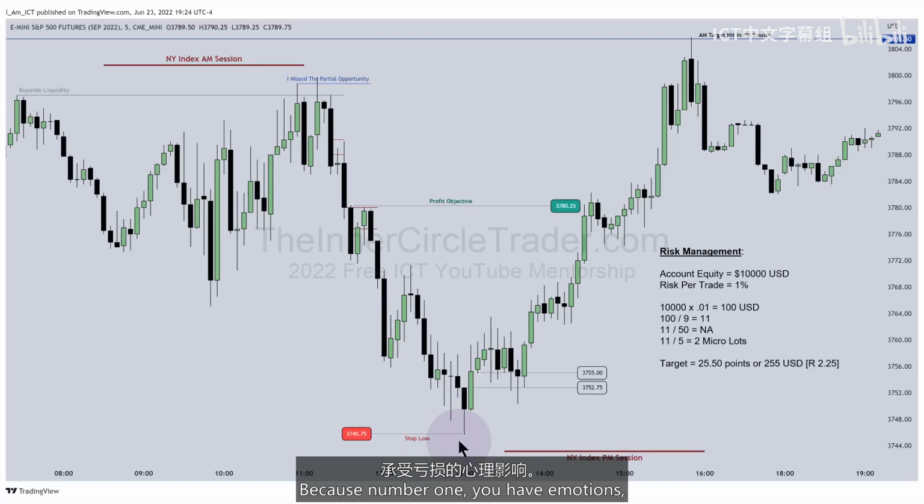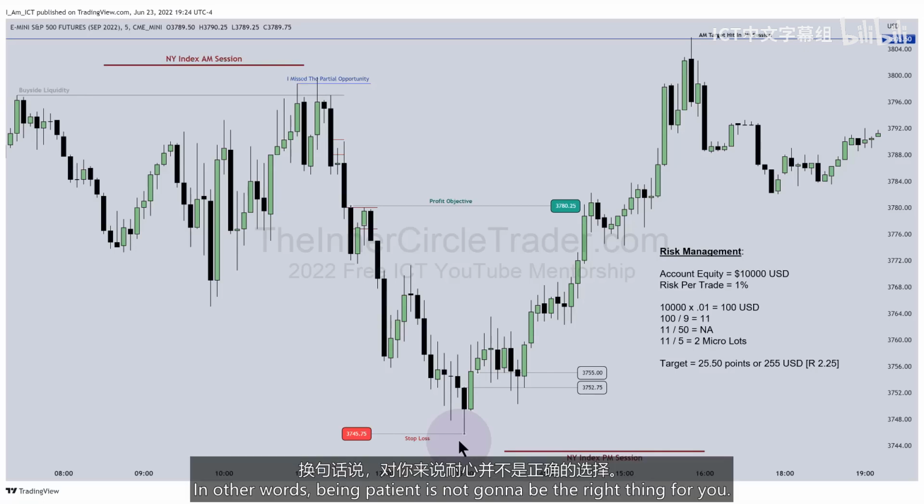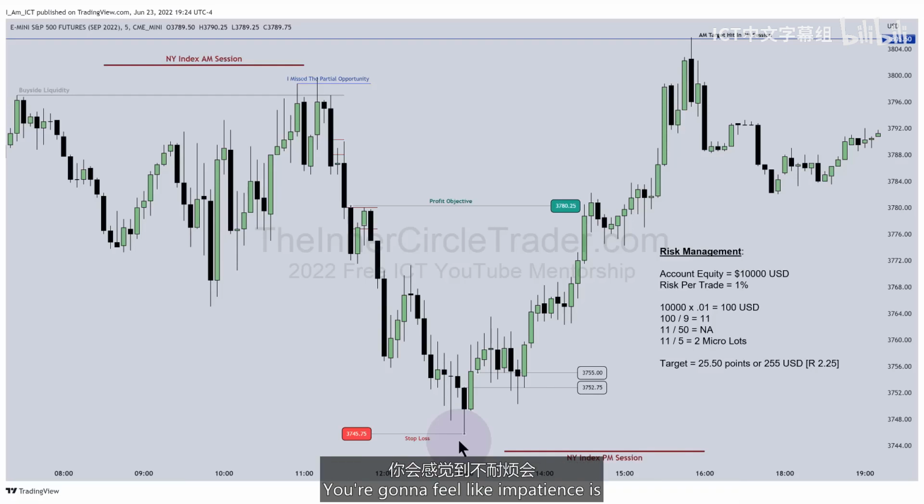Why? Because number one, you have emotions, the psychological impact of taking a loss. You're most likely going to want revenge, and you're probably going to want to use more leverage than you should. And you're probably going to want to get it back faster than you should. In other words, being patient is not going to be the right thing for you. You're going to feel like impatience is eating at you. So therefore, you're going to have to hurry up and get right back in there and try to get your money back. And that is a loser's cycle, gambler's mentality.